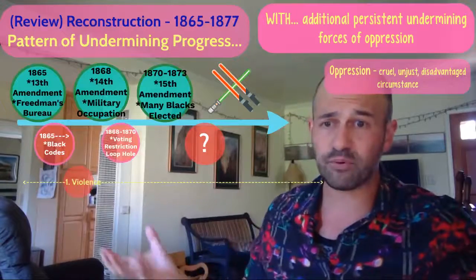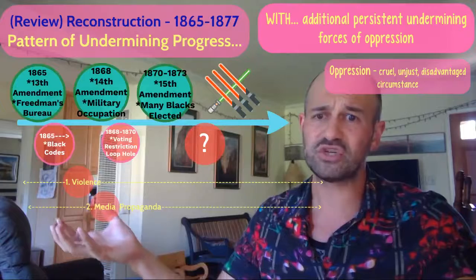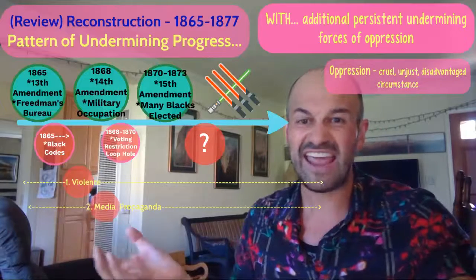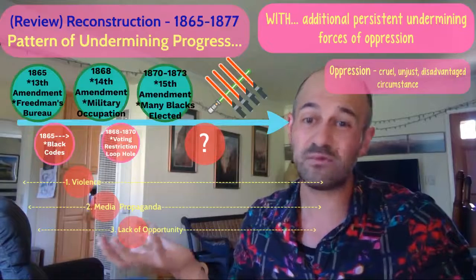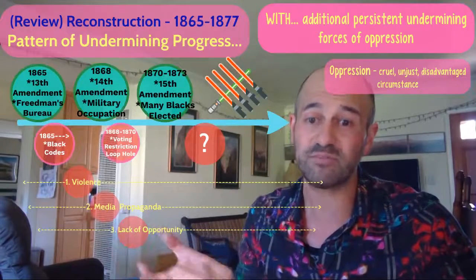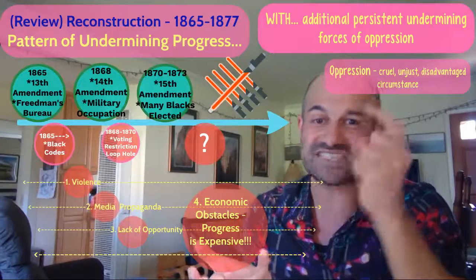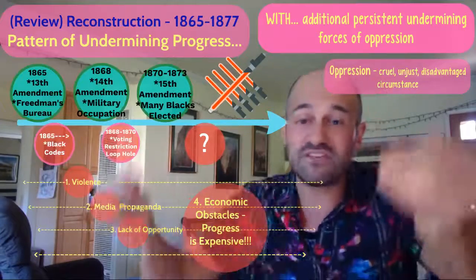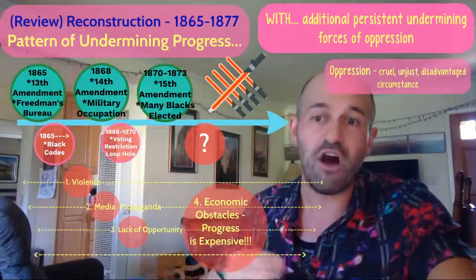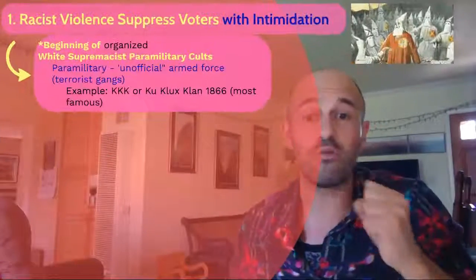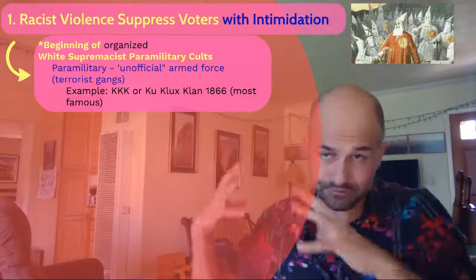So what are our forces of oppression? Violence, all right? Violence, number one. Number two, media propaganda. And number three, lack of opportunity. And then our really big force of oppression is economic obstacles, because progress is just expensive. And by the end of it, all of these forces have almost completely eclipsed all of the pro-black integration forces. All right, so let's start with violence.